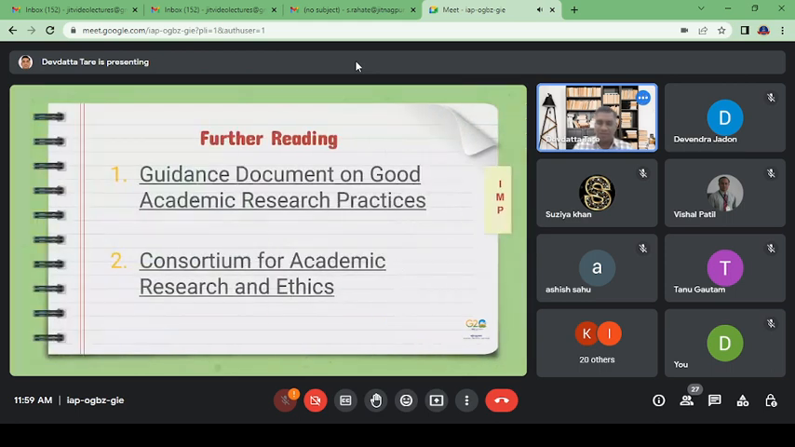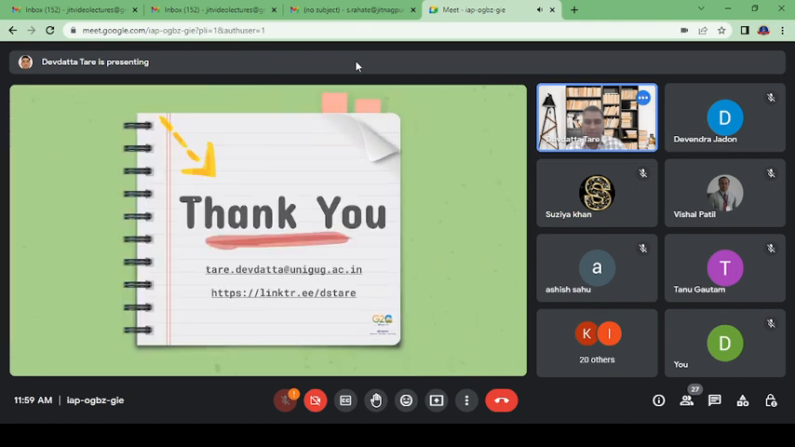Apart from that, there are two documents which I would like to share with you. That is the guidance document on good academic research practices, and second is the Consortium for Academic Research and Ethics, that is the CARE journal list. The first document will help you with what practices you should follow, what techniques you should adopt, and which things you should avoid while publishing your research. The second shows where you should publish your research paper and what precautions you should take while publishing. I have shared it with the organizers.